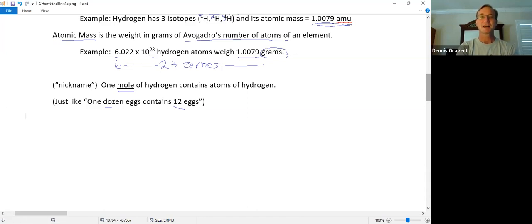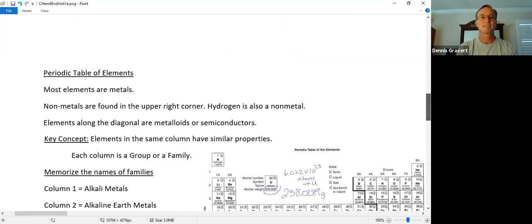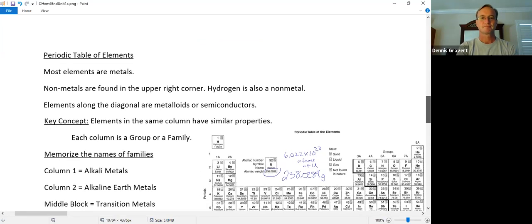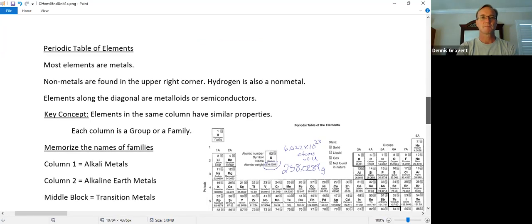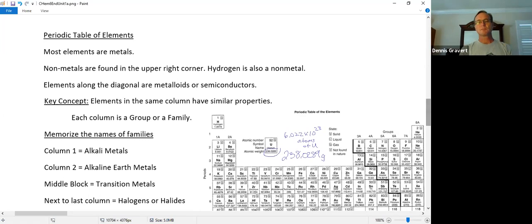All right, enough about atomic mass. Let's look at the periodic table. Okay. So there's some things you need to know. First thing, you always get a periodic table in my exams. You just need to be able to use it. So you don't have to memorize the periodic table. It'll be provided. But you need to know how you can get useful information off of it. So here are some key ideas, key concepts, if you will.